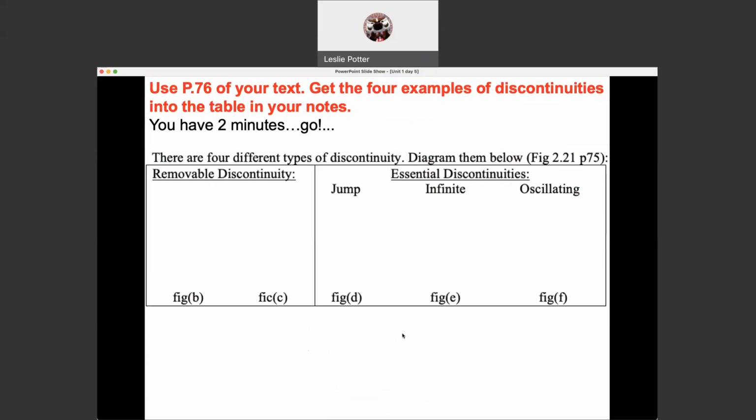So you have 2 minutes. I want you to go to page 76 in your text. Get the 4 examples of discontinuity. There are 4. Okay, I know you've got space for 5, but we lump B and C together as one. And go ahead and diagram that into your notes, please.